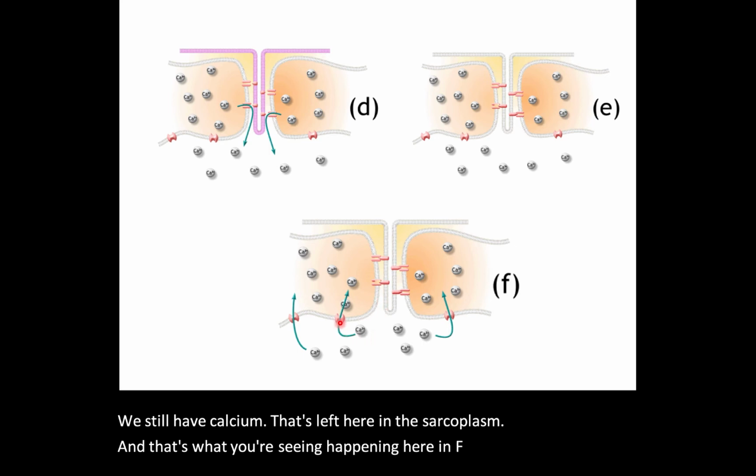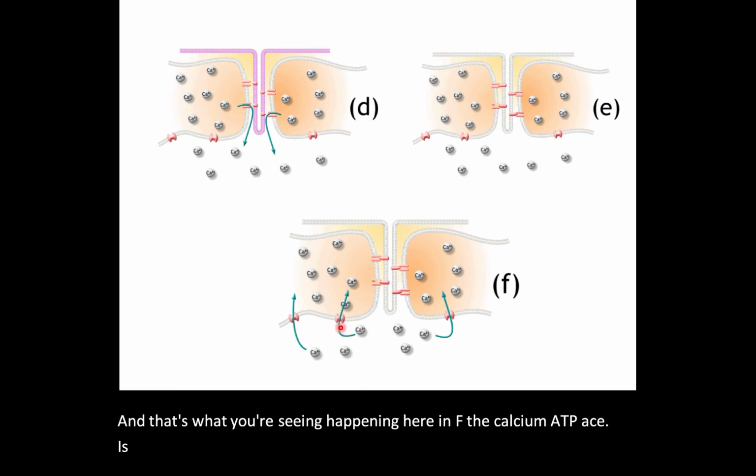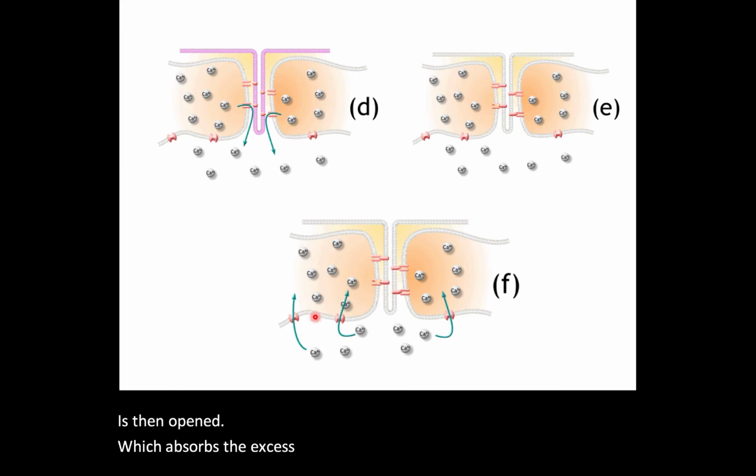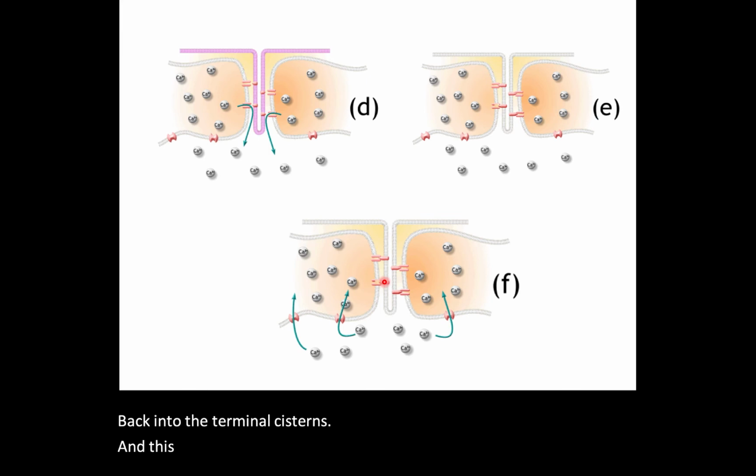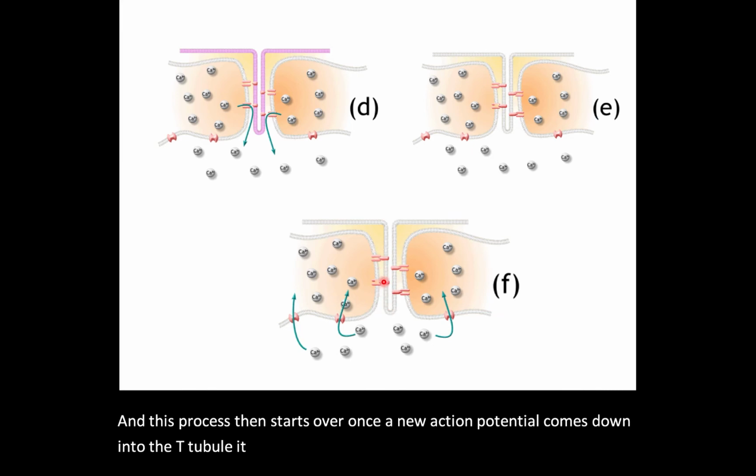The calcium ATPase is then opened, which absorbs the excess calcium back into the terminal cistern. Right? Back into the terminal cisterns. And this process then starts over. Once a new action potential comes down into the T-tubule, it will allow for the calcium to be released once again. All right, so let's kind of back that up here real quick.